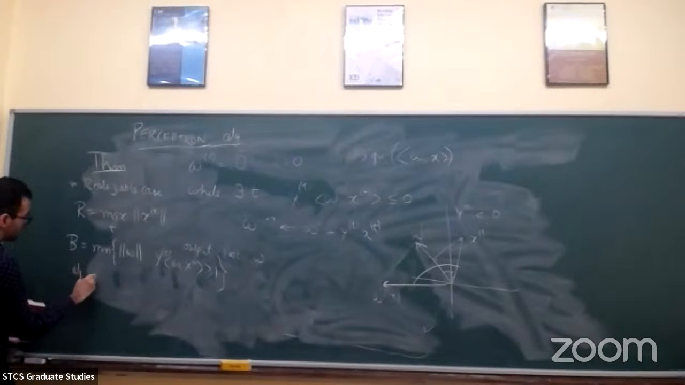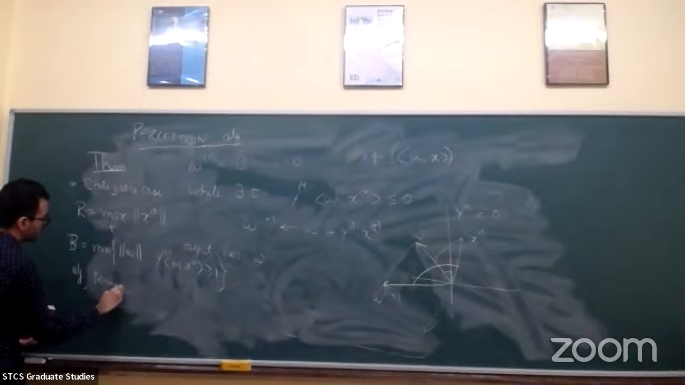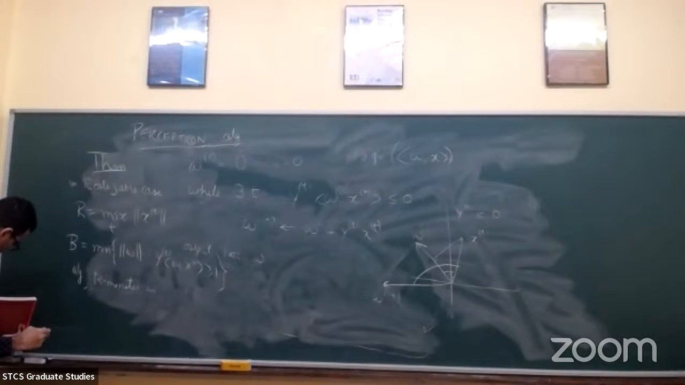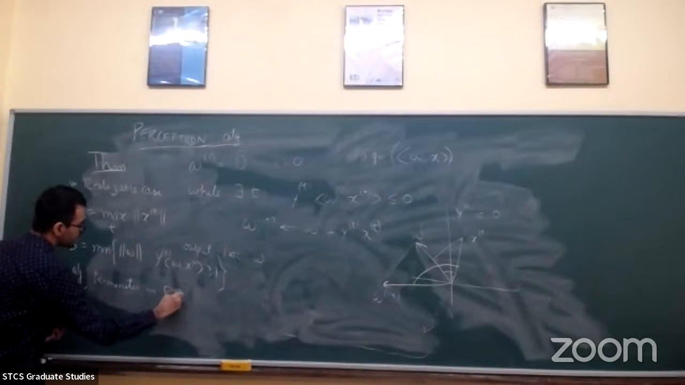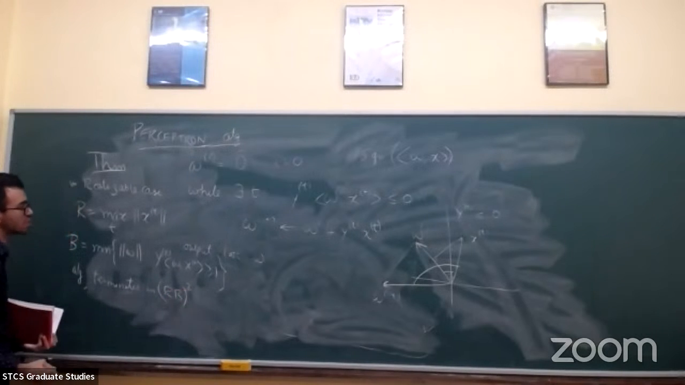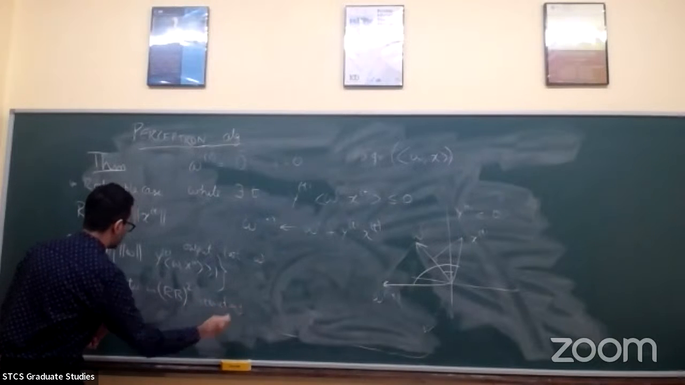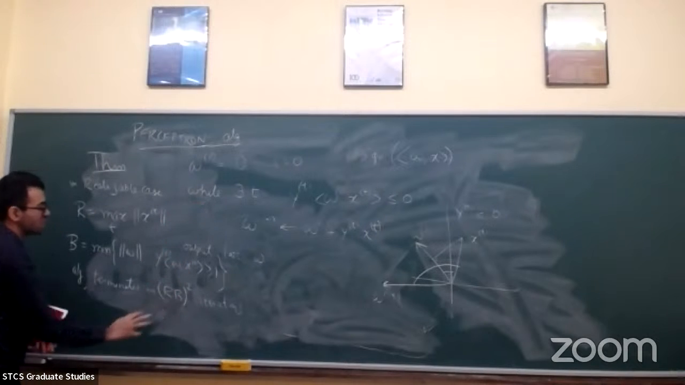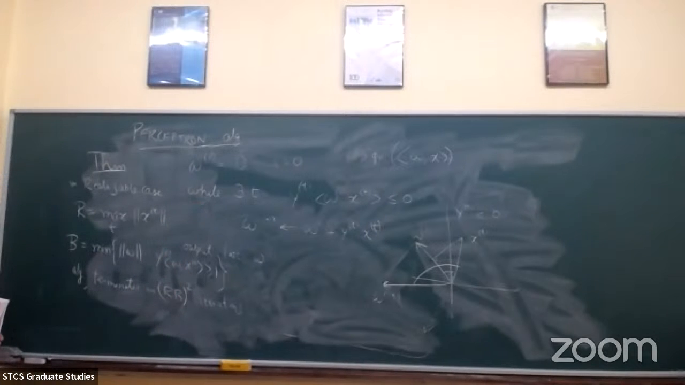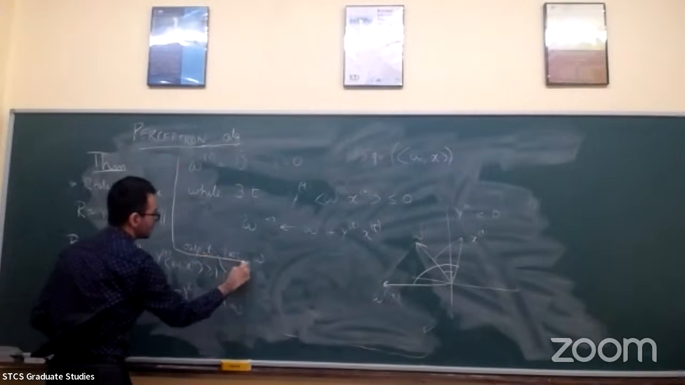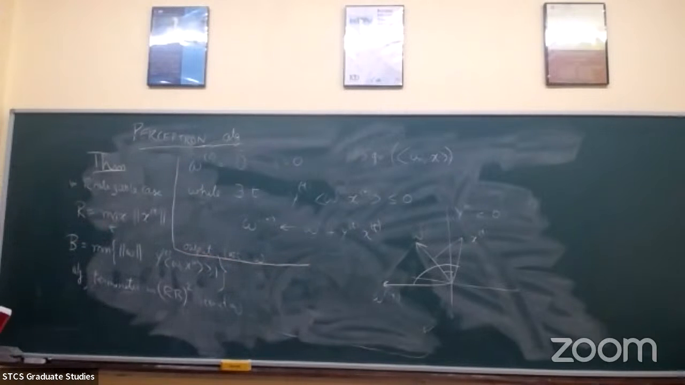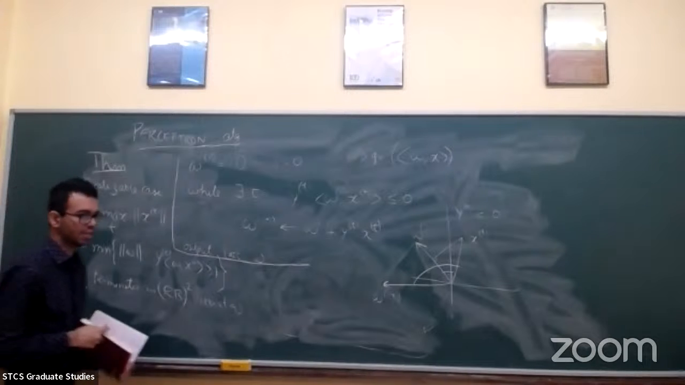Then the algorithm terminates in R squared B squared steps. So the number of iterations will be at most R squared B squared. Okay, great.